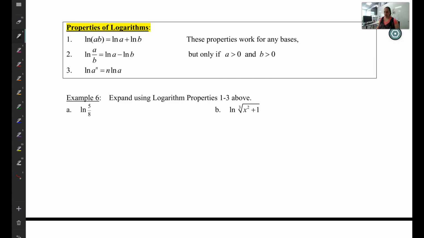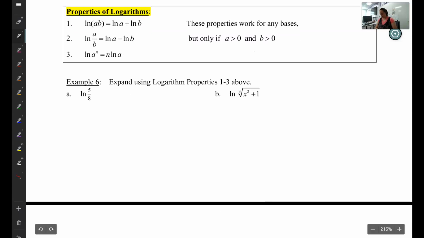Let's talk properties of logarithms. These are your three main properties of logarithms. So multiplication expands to addition, division expands to subtraction, and powers actually can go out in front. They're kind of funky. So let's practice this right here.